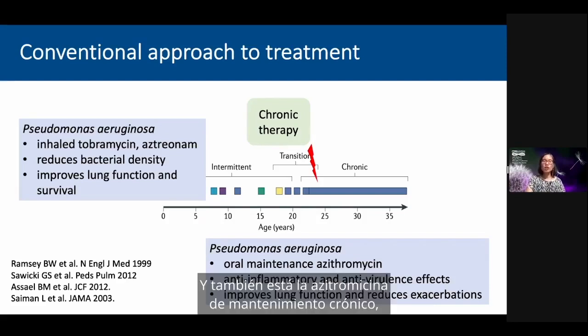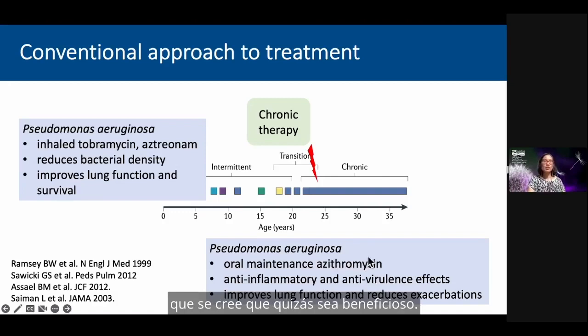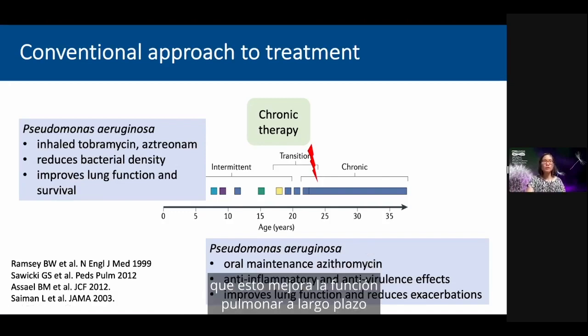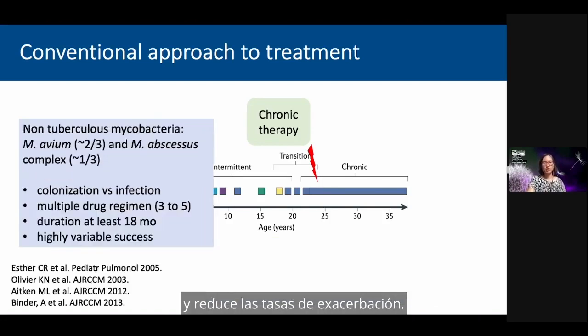And there's also chronic maintenance of azithromycin, which is used not actually for its anti-pseudomonal activity, because it does not have any, but it has anti-inflammatory and antivirulence effects, which are believed to perhaps be beneficial. And this has been demonstrated to improve the long-term lung function and to reduce the rates of exacerbation.